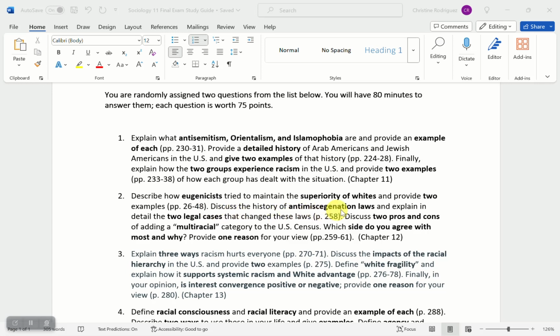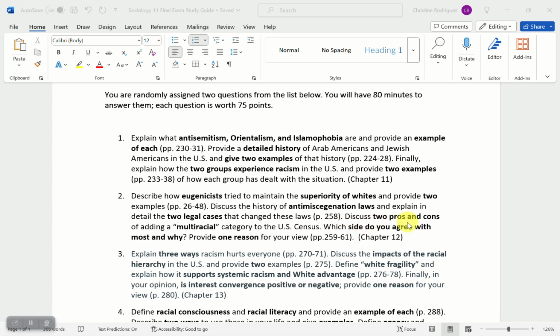Discuss the history of anti-miscegenation laws and explain in detail the two legal cases that changed these laws. So there's a discussion of the Bettis versus Sharp case and the Loving versus Virginia case. Make sure that you explain in detail what each of those cases was about. Who were the players?